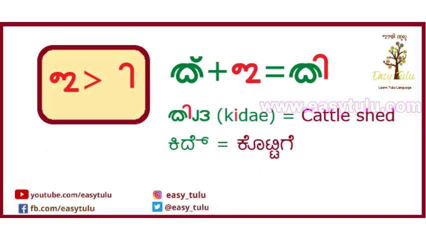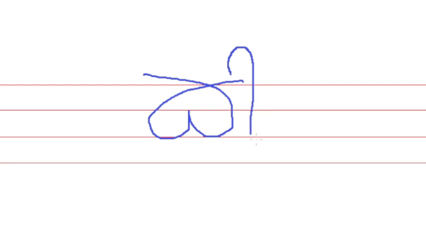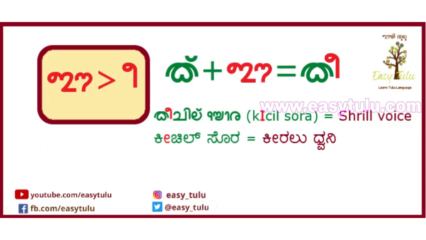Next vowel is i. This is short i. K plus i, ki. Example: kide. Kide means cattle shed. Kottige in Kannada. Let us see how to write this. First, we have to write ka letter. Ka. And then add the short i vowel symbol. Ki.